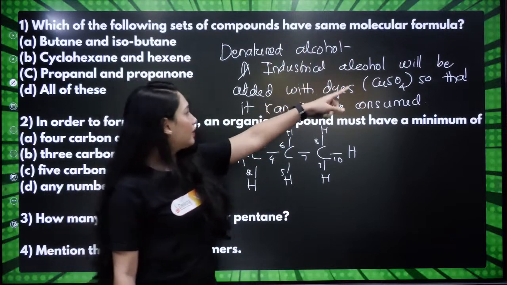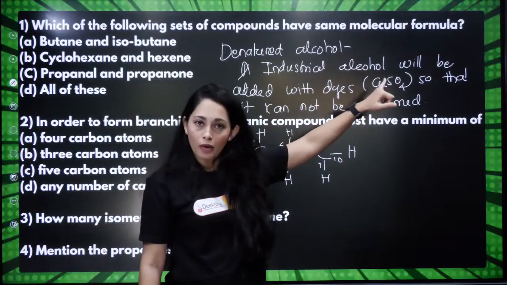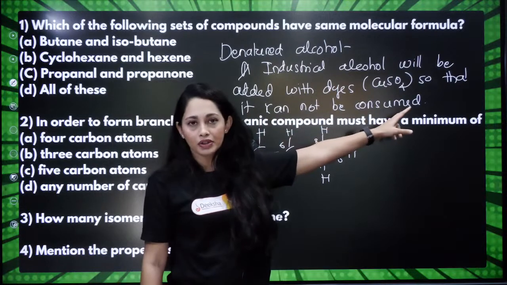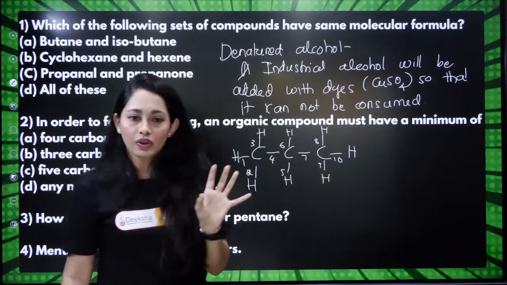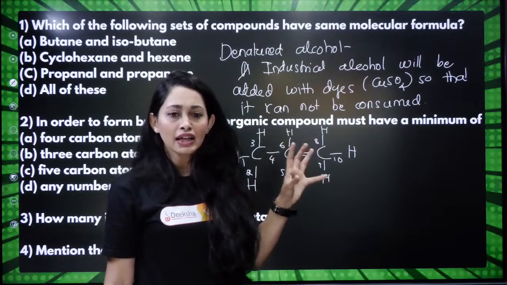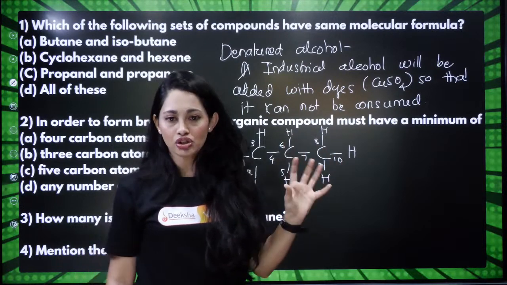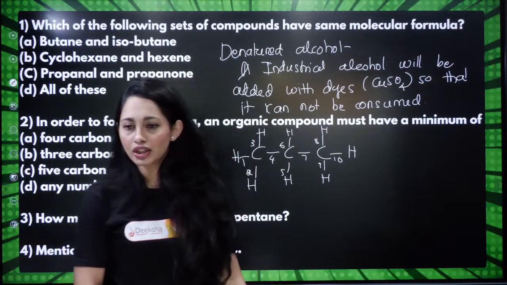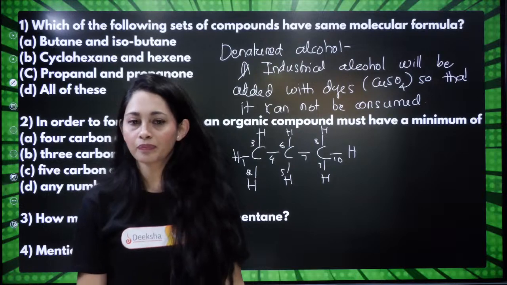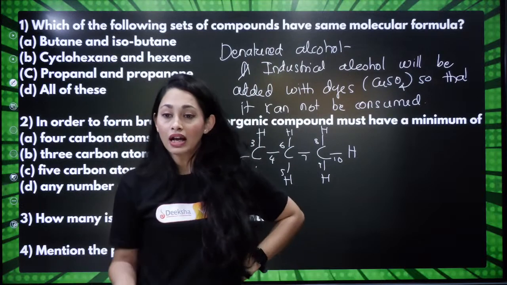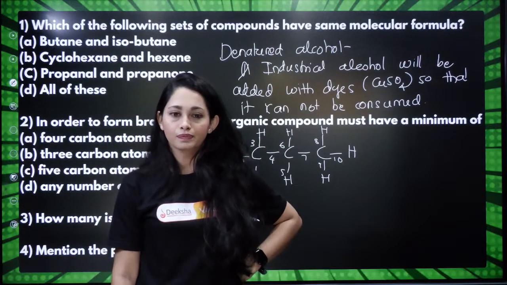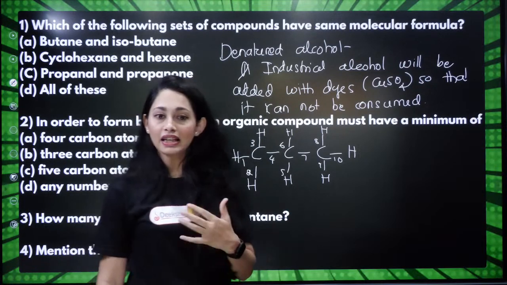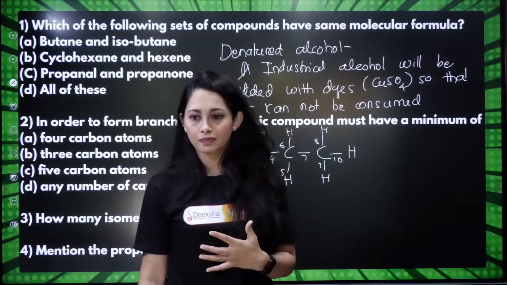Okay. That's why it will be added with dyes like copper sulfate. Copper sulfate is blue in color, so that it cannot be consumed. This is nothing but denatured alcohol. What is the use? In order to distinguish, identify. Okay, understood? Also, industrial alcohol has a very high concentration. We call it spirit, 99% pure, and it is very lethal. It is very, very dangerous.